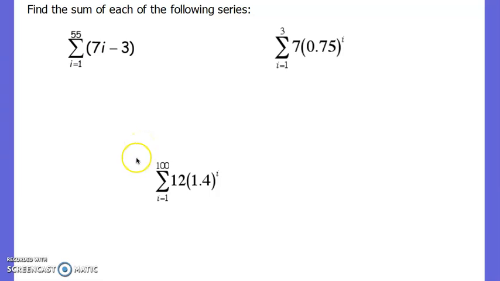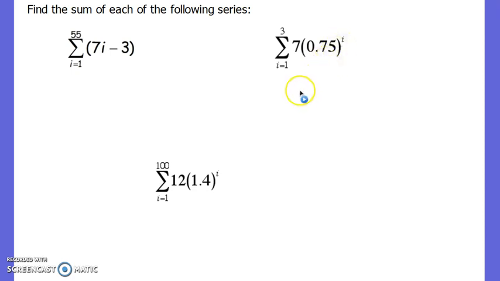Alright, this video is designed to help you with what are called geometric series. Basically, a geometric series is just all the terms of a geometric sequence added up. So the summation over here at the right, the series, is really just the summation of this sequence right here, 7 times 0.75 to the i. And again, if it looks like an exponential, a number raised to a variable, that's also what we call, in sequence language, a geometric sequence.